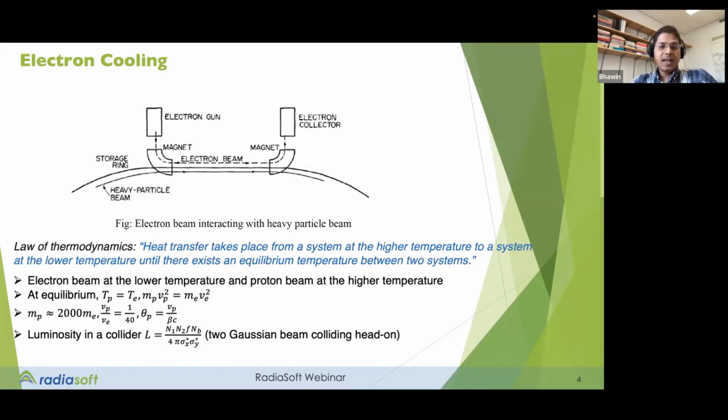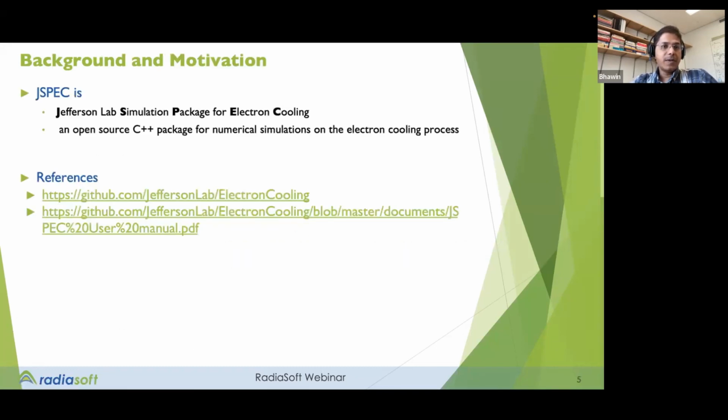Based on this principle, I'm going to give an example. Before that example, I just want to give a basic introduction of JSPEC, which stands for Jefferson Lab Simulation Package for Electron Cooling. It is an open source C++ package for this cooling simulation. Here are some references that you can go through. These references explain more about JSPEC, how to do JSPEC simulation, and what parameters we need to understand during the simulation.